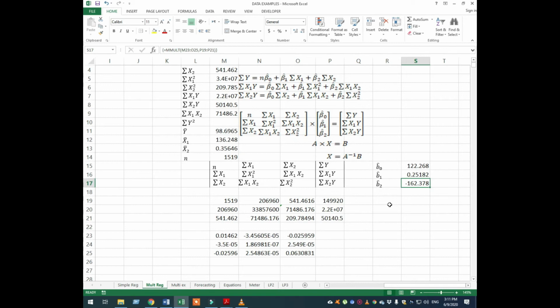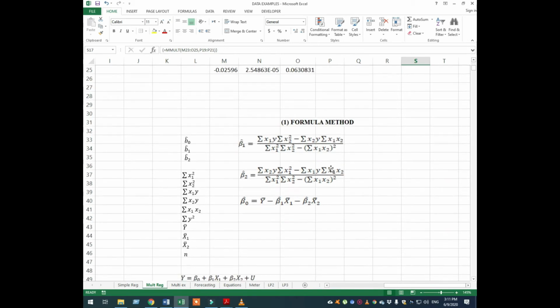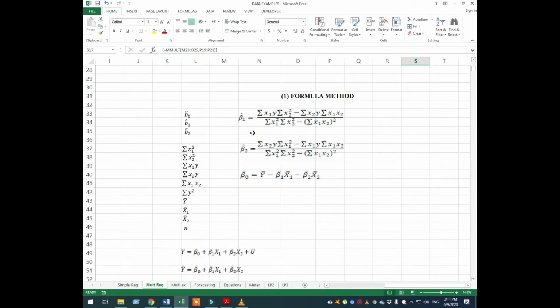Similarly, now I'll be doing the same calculation with the formula method. Here you can see the formula method. I have three formulas, for B1 cap, B2 cap and B0 cap, and the required estimation here is now not in the level form of the variable, because you can see that in the formulas we are using small alphabets. It means that we are using the deviated form of the variable. Now it is not capital X1 square, it is small x1 square.